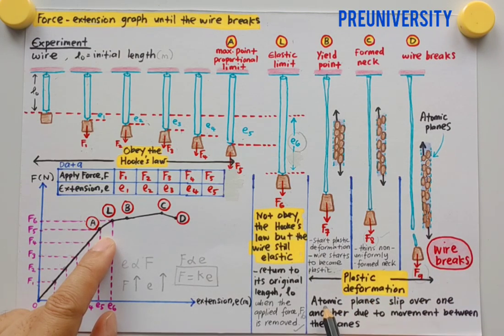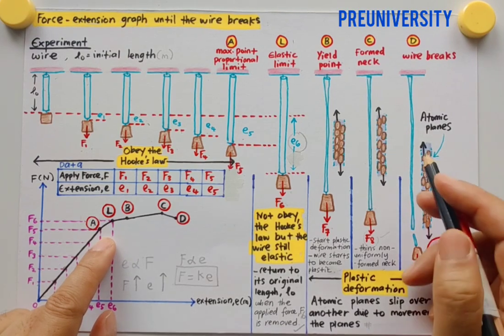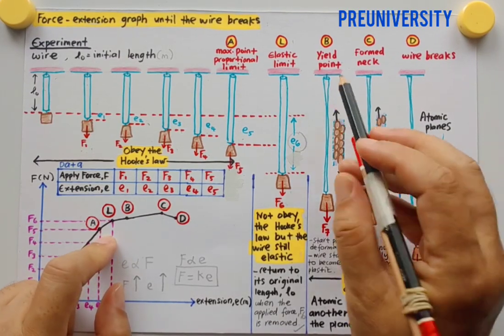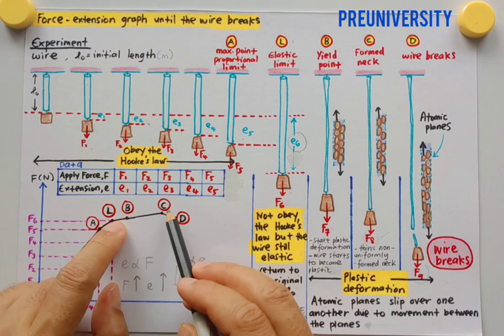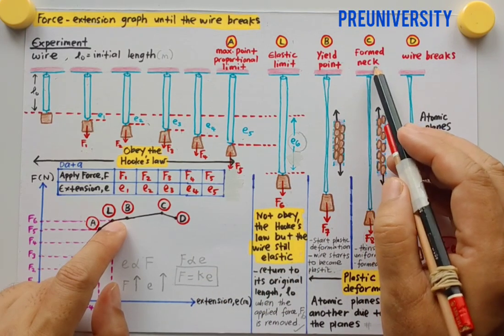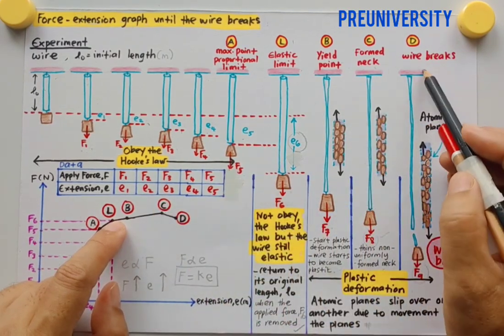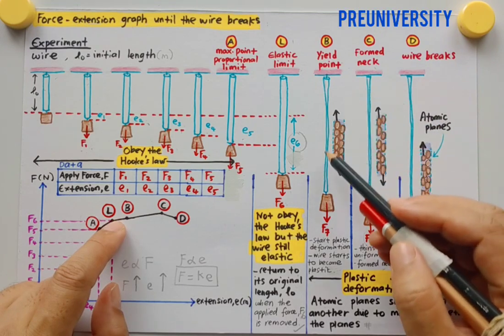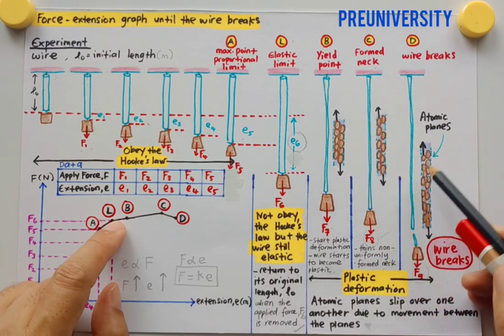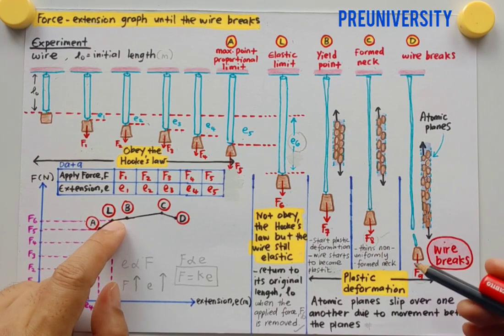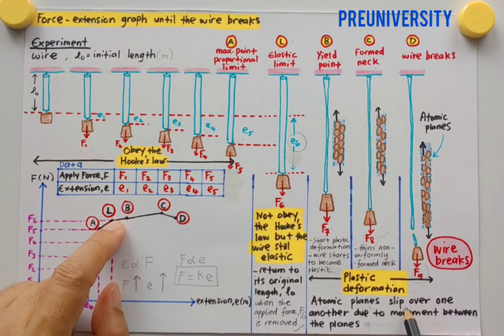So that means atomic planes slip over one another due to the movement between the planes. So in this case, from the yield point B, C forms a neck, and at D the wire breaks. So in this case, this is what we call plastic deformation. Plastic deformation happens, why? Because the atomic planes slip over one another through the movement between the planes.